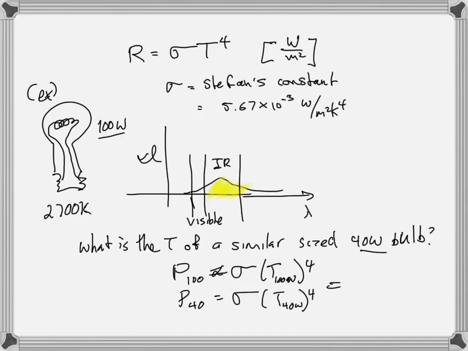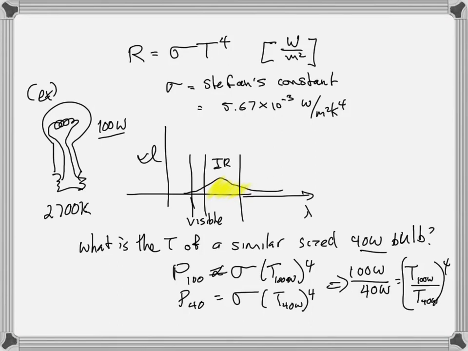And we can simply take those two equations and divide one by the other. We don't even need to know the constant. All we need to know is the proportionality. And we have 100 watts over 40 watts equals the temperature of the 100-watt light bulb divided by the temperature of the 40-watt light bulb, all raised to the fourth power. Pretty straightforward. I didn't plug in the temperature of the 100-watt light bulb here, even though I know it, 2700 K, just to show the proportionality.